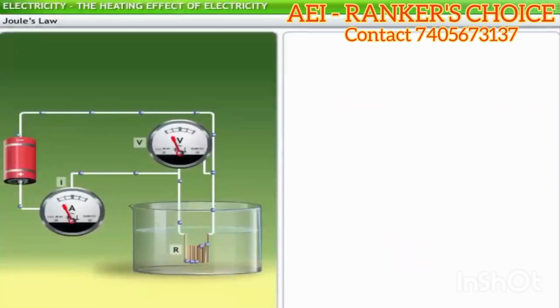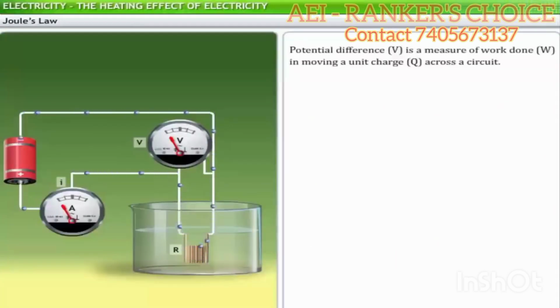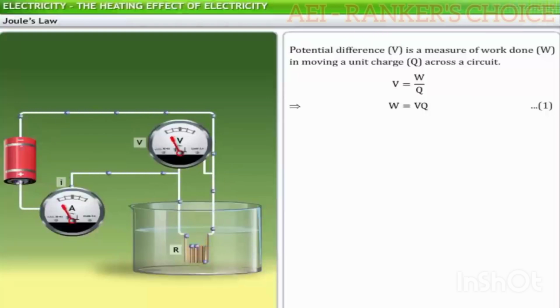To derive Joule's law, let a potential difference of V volts drive a charge Q coulomb through a heating element, and W be the work done. The potential difference is a measure of work done in moving a unit charge across a circuit. From this, we get equation 1: V is equal to W divided by Q, or W is equal to VQ.